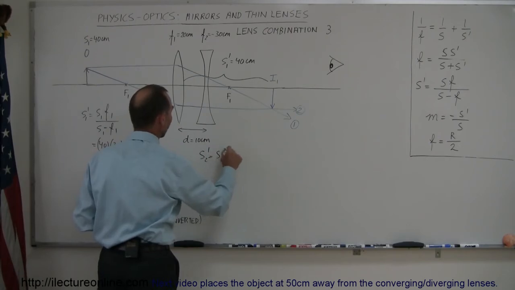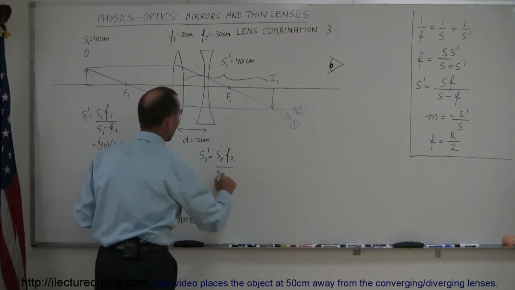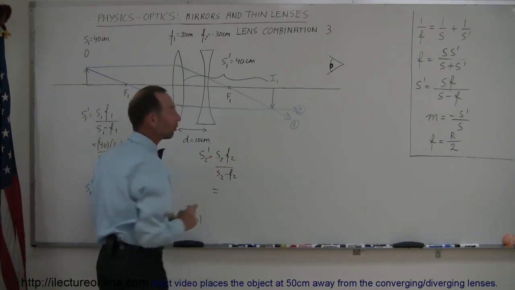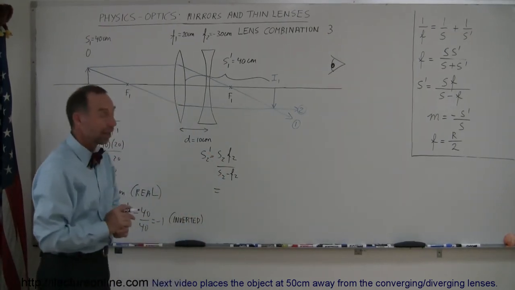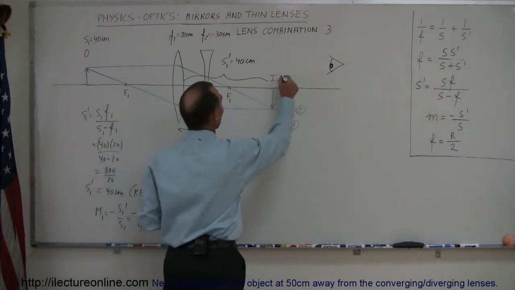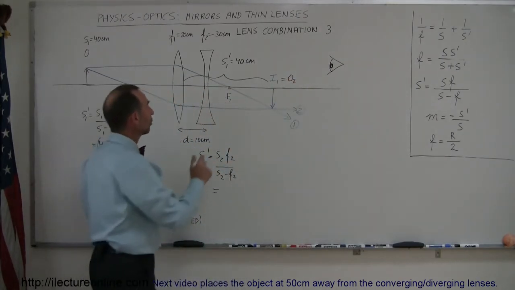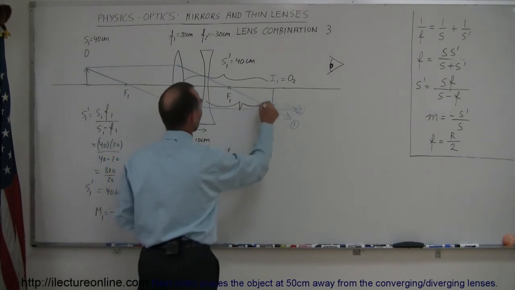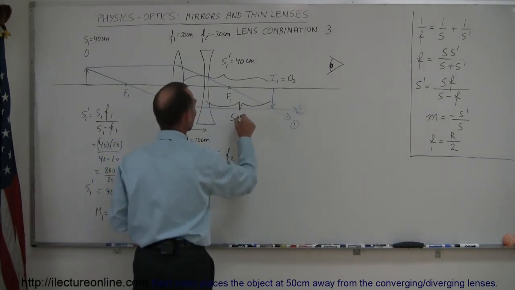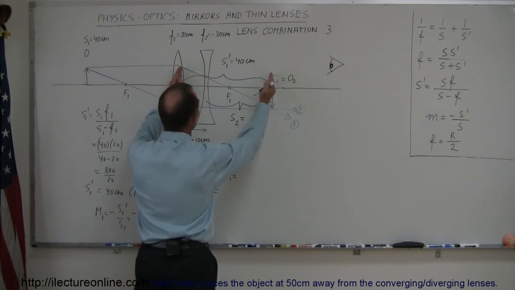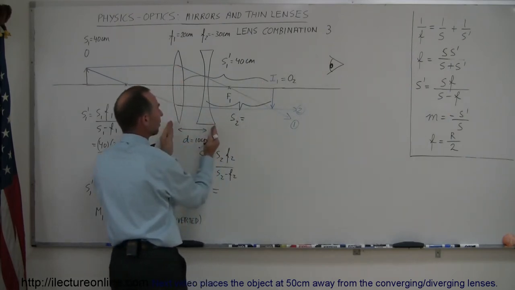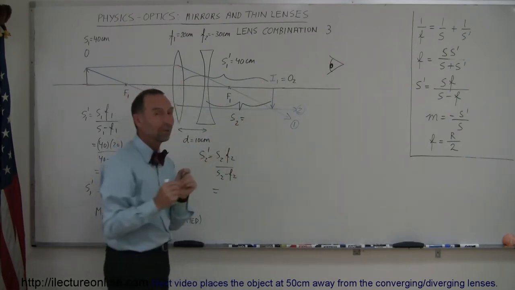All right, now doing the same thing with the second equation, we can say that S2 prime is equal to S2 F2 divided by S2 minus F2. And S2, we don't know yet. Where is S2? Well, it turns out that image 1 now becomes object 2. The distance from the object to the lens would now be this distance right here, and that distance is called S2. Notice that this is 40 centimeters. The distance between the lenses is 10 centimeters, so S2 is 30 centimeters.